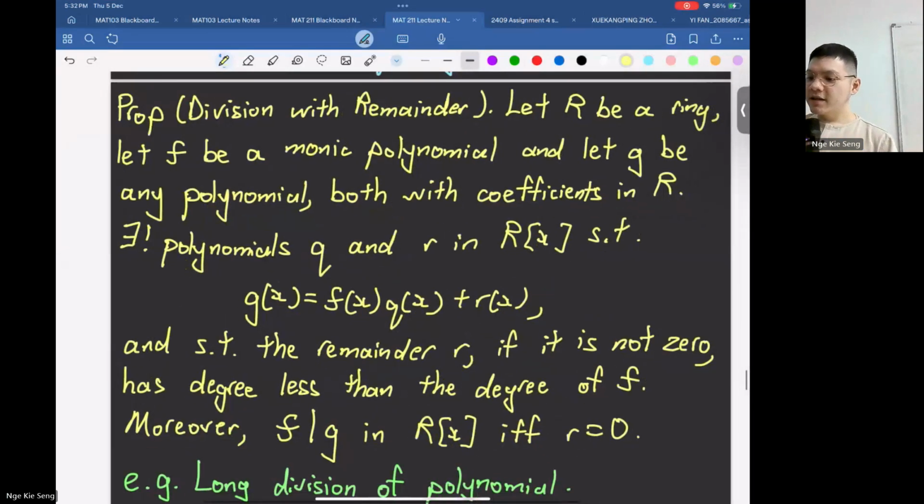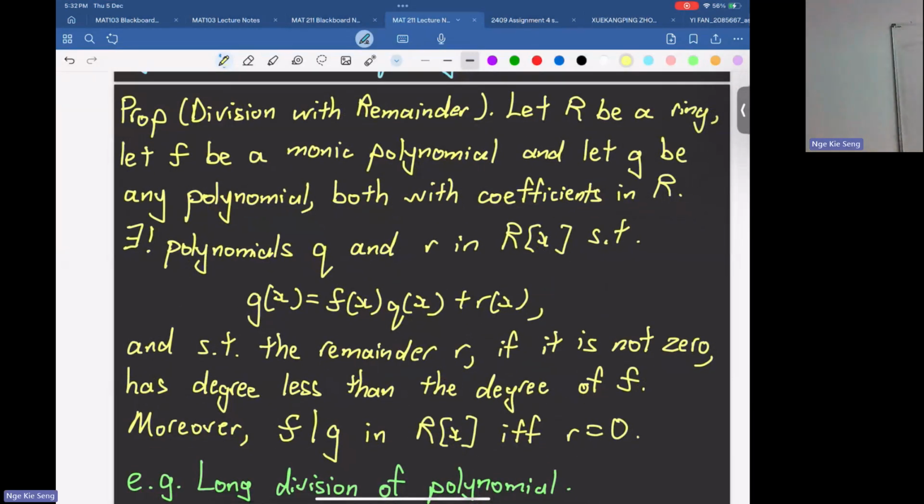Next, division with remainder. If you take a monic polynomial, you can do a division of f with any g. Is it any g? Yes, any g you like. Remember, the first time we started this chapter, I said a polynomial ring is like the integers, so you can also do division here. Have you learned long division before you came to university?